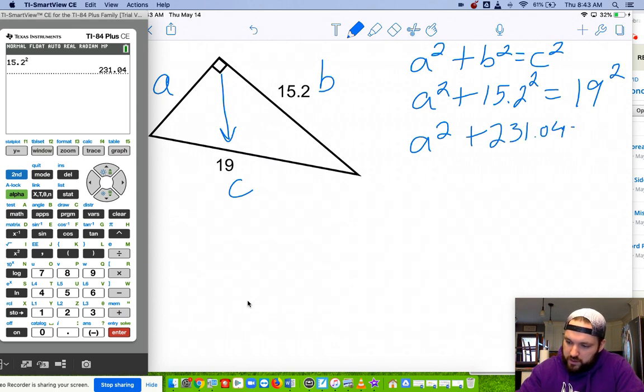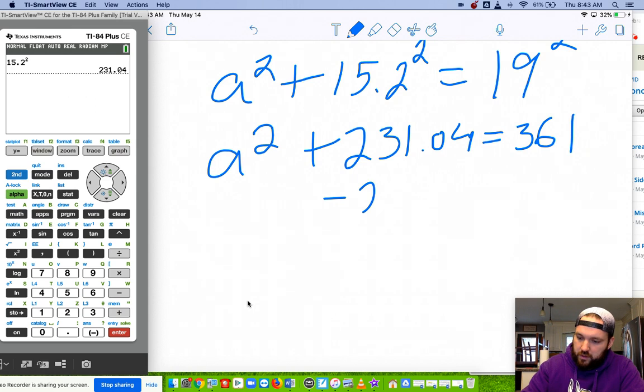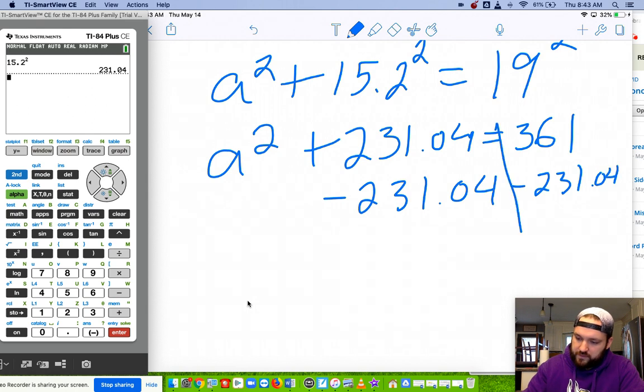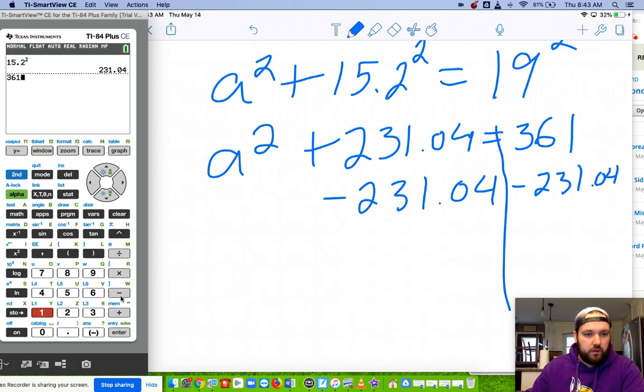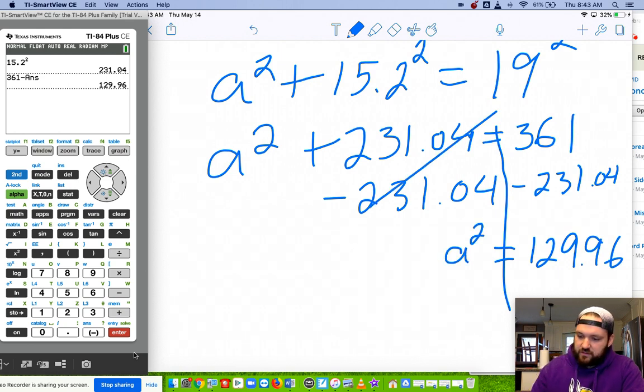231.04 equals 361, which is 19 squared, which is not impressive because I messed that up in the previous video. So I'm going to take away 231.04 from both sides. That's hideous. So if I do 361 minus the answer, it's 129.96, and that's just equal to a squared.